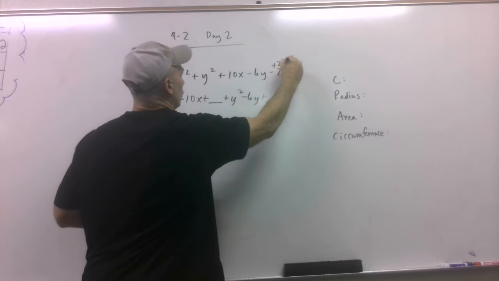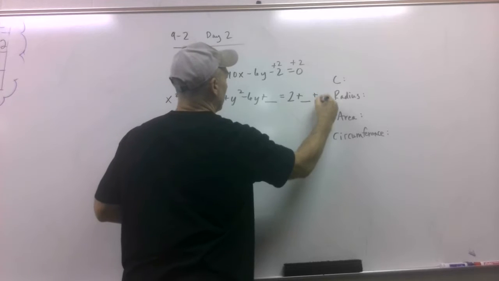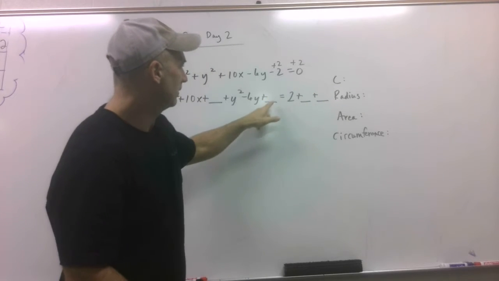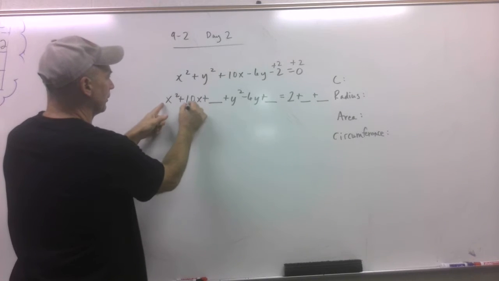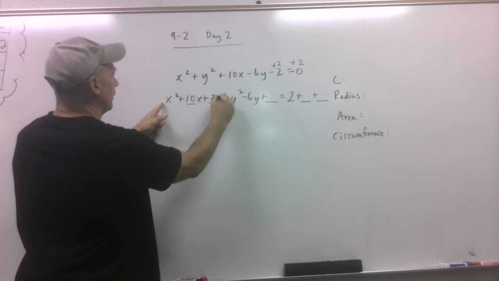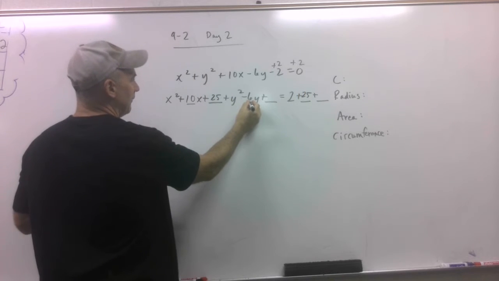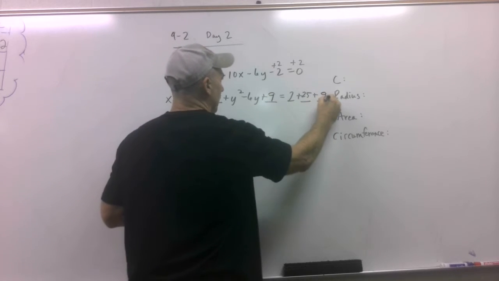Now I'm going to add 2, and I'm going to go ahead and go like this. I know if I add something here, I got to duplicate it here. If I add something here, I got to duplicate it here. Here's my trinomial. Take half of that, 5, square it, 25. If that's 25, that's 25. Take half of that, -3. -3 squared, 9. Put a 9 there, put a 9 there.